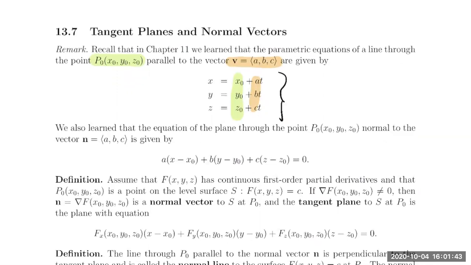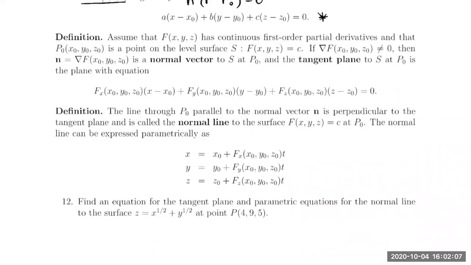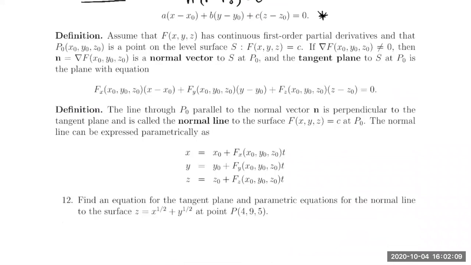Similarly, we talked about equations of a plane, and so if we have a point and a normal vector, we learned this equation as n dotted with r minus r naught equals 0. And so if you carry out the dot product, we arrive at this equation. So keeping those two concepts in mind, we would like to talk about tangent planes and normal lines. So we have a definition here.